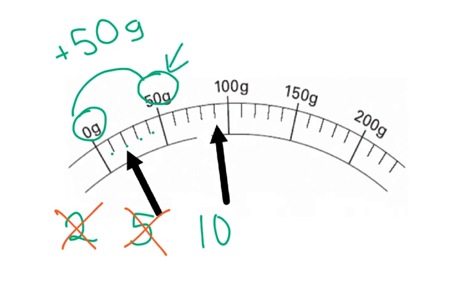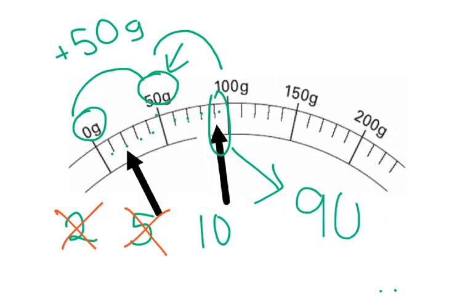So let's count on here. From 50 to 100. Again, I know my number knowledge that that's 50 grams. So I'm going to count in tens from 50. So 50 is here. 60, 70, 80, 90. Okay, I'm going to stop there because that's where my arrow is pointing to. So I know that this is 90 grams.